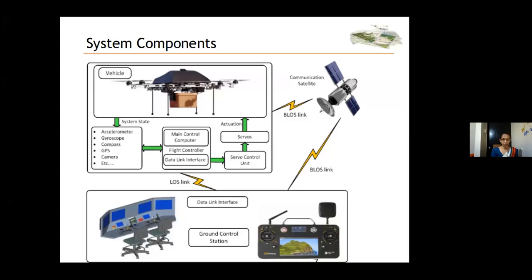Then the third group is the communication system, which supports the communication between the other two components. Okay, who is controlling this aircraft? Actually, the aircraft is controlled by the flight controller. The flight controller is the central processing unit of a drone. The flight controller can also stabilize the drone.